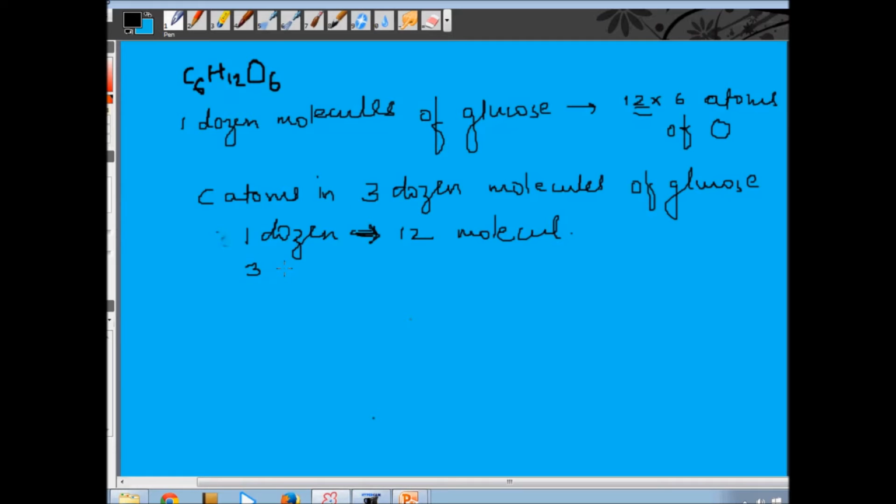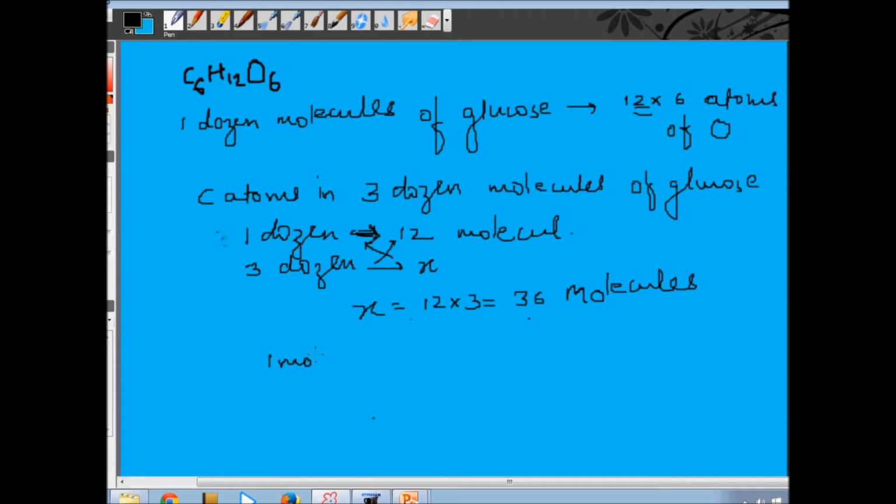Okay, so 3 dozen would mean how many molecules? Let's say x, then you cross multiply, so x will be nothing but 12 multiplied by 3, that is 36 molecules. So actually the question becomes how many carbon atoms are there in 3 dozen molecules of glucose. So it is how many carbon atoms are there in 36 molecules of glucose.